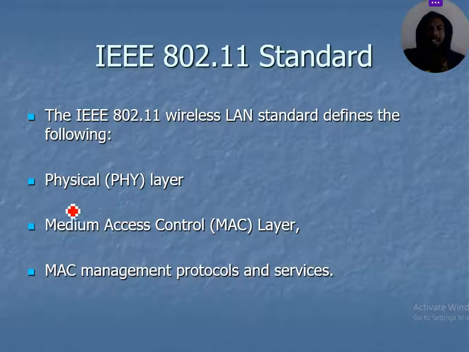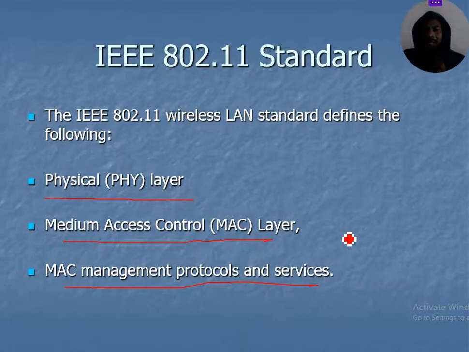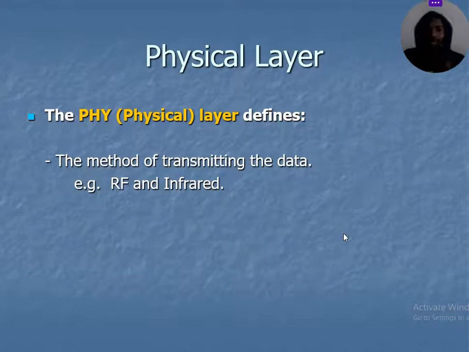One is the physical layer. The 802.11 standard is defined across the physical layer, across the media access control layer, and it is also defined across the MAC management protocols and services. Now let's move on quickly. Let's take a look at the first one, which is the physical layer.